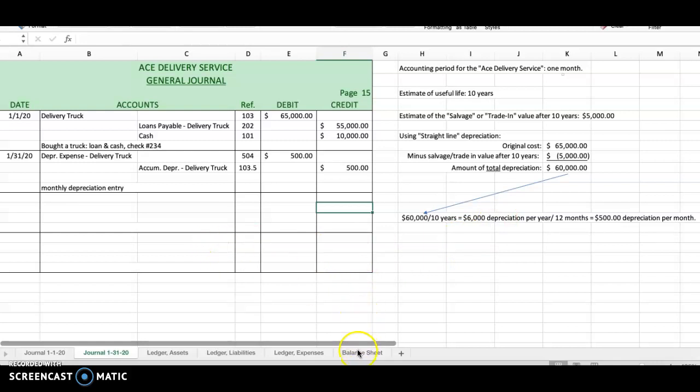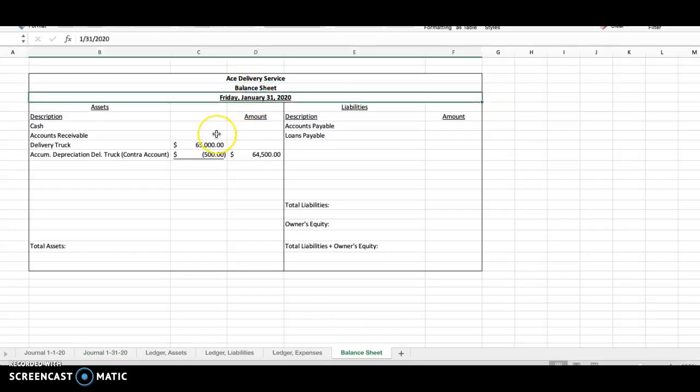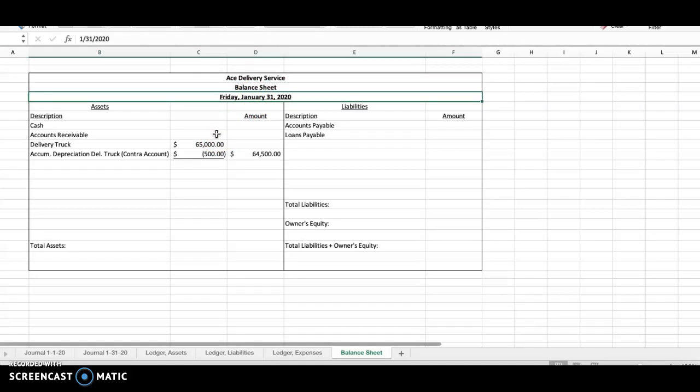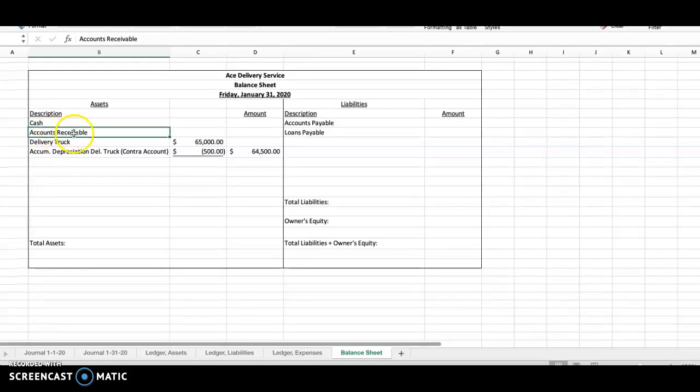One more thing I want to show you on the financial statement that applies here. This is the balance sheet. At the end of the accounting period, which is January 31st, we make a balance sheet, and we list, among other things, all the assets. Cash, for example, we don't have an amount here. We don't need to at this point. Accounts receivable would be listed, all the other assets.